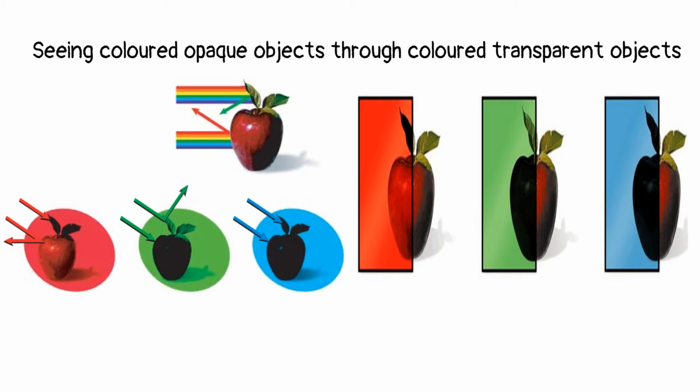While if we see the red apple here through a red glass sheet, the red glass sheet is transparent.